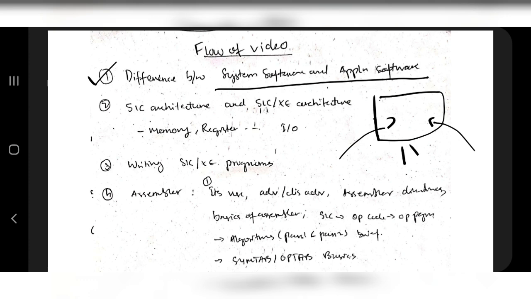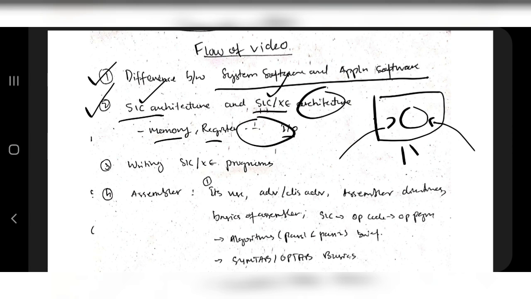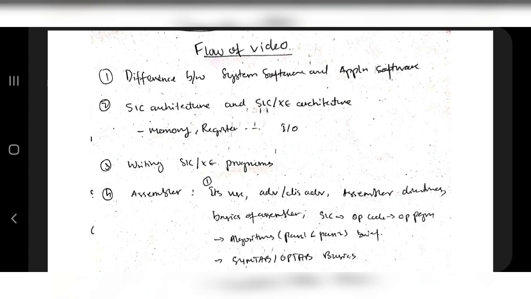The next one is SIC architecture and SIC/XE architecture. To design an assembler, you need to have an architecture. There are two types of architecture, in which there will be memory, registers, and many other things. We will discuss that, and you have to define each of these, like memory, registers and all. After these two, you need to know how to write the SIC program, because as I discussed in the previous paper, those are asked in the exam.